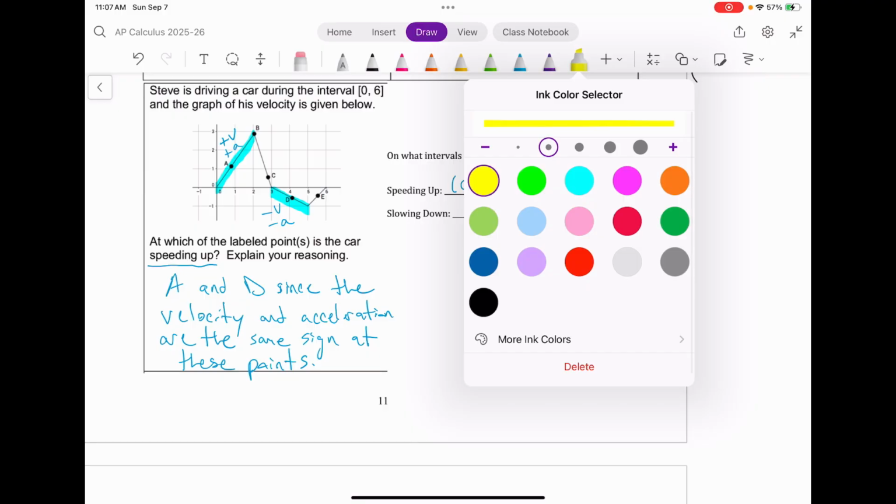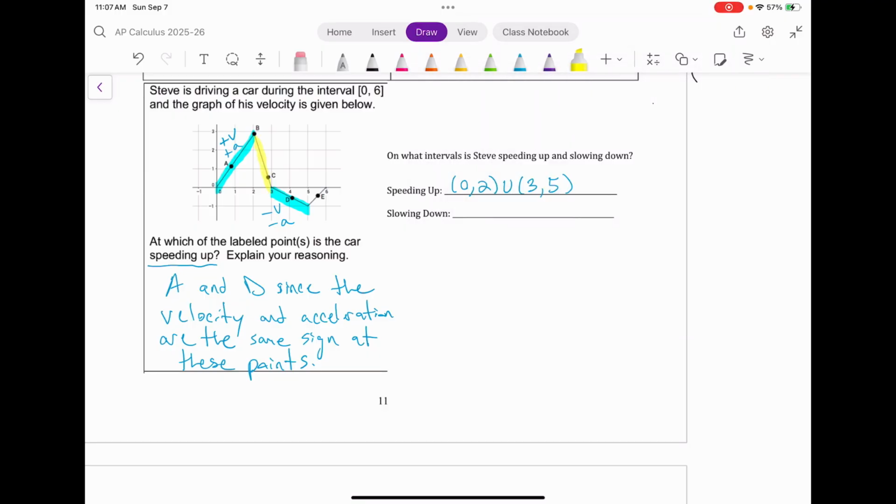And then from 2 to 3, we have a positive velocity because it's above the x-axis, but it's a decreasing line, so it's a negative acceleration. So from 2 to 3, we're slowing down. And then 5 to 6, we're slowing down as well because we have a negative velocity, but the slope is increasing, so we have positive acceleration. So different signs of velocity and acceleration from 5 to 6, so it's slowing down there.